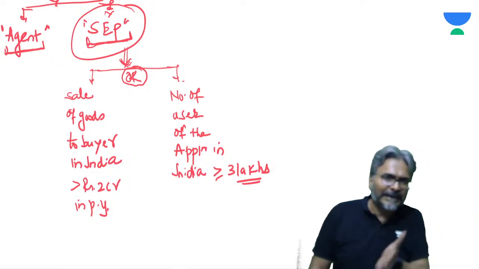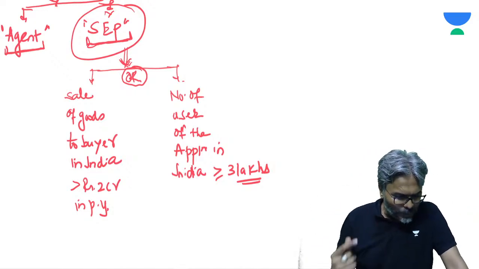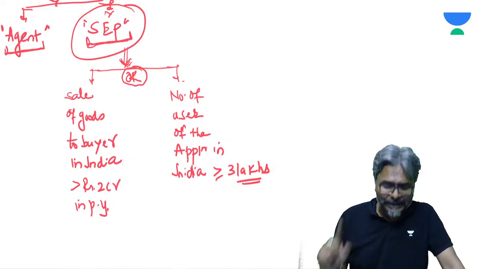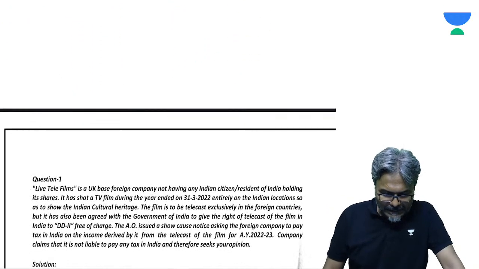Business connection is complete. Can I go to indirect transfer quickly with your permission? Quickly, is there any point you want me to explain? I'm done with this business connection, students. Any further point, students, that you want me to do?